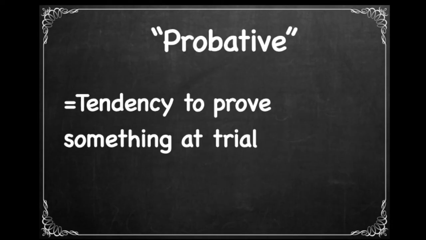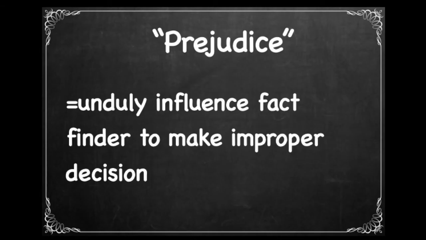Probative is the tendency to prove something important at trial, and prejudice would be the tendency to unduly influence a fact finder to make an improper decision. So an example would be past conduct. So let's say this person has a history of driving fast, and the question is, on this day, did they drive fast when the car accident happened?